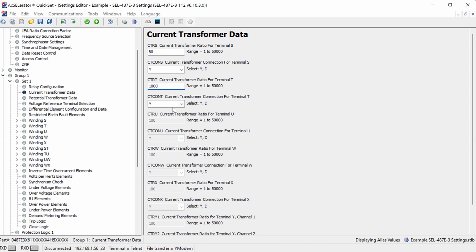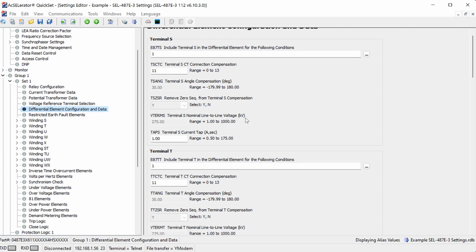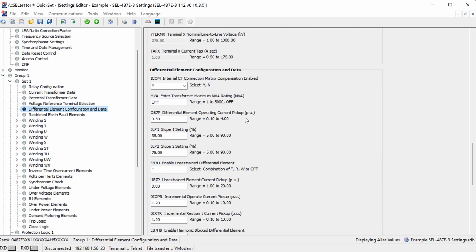Now let's see how we can program the differential protection. So it's going to be down over here in the differential element configuration and data settings. We have a bunch of settings over here. I'm going to start first with the MVA setting, which I believe is further down over here. And again, this is the transformer maximum MVA rating. For our example, we're just using 100 MVA.